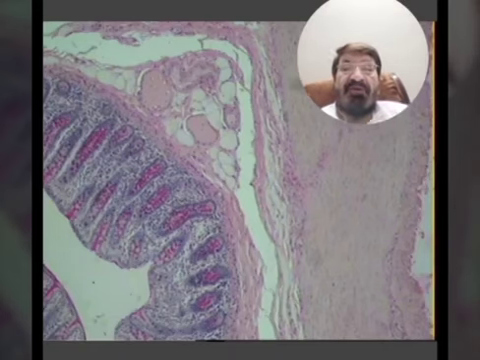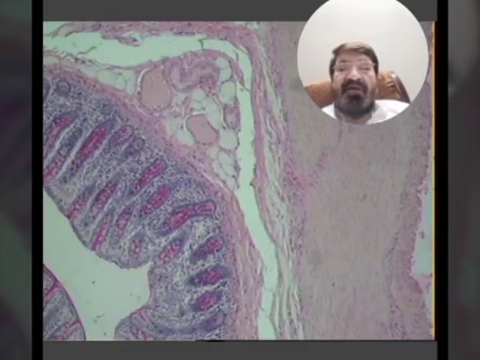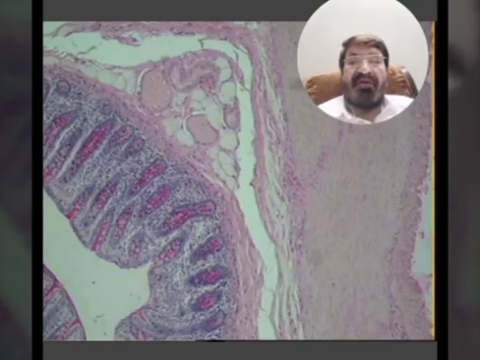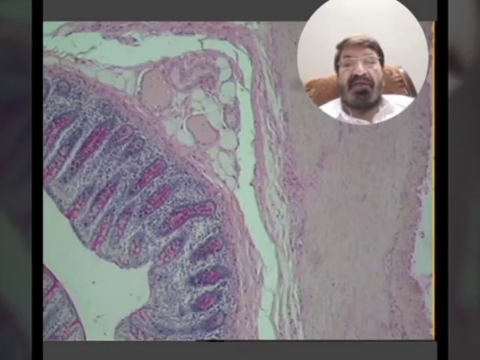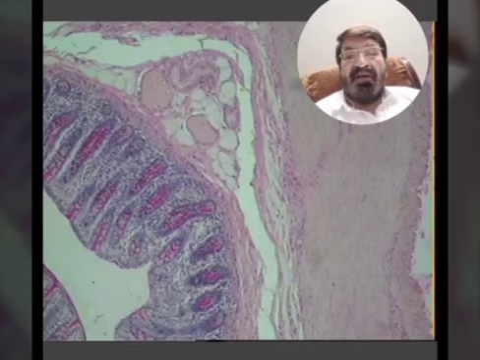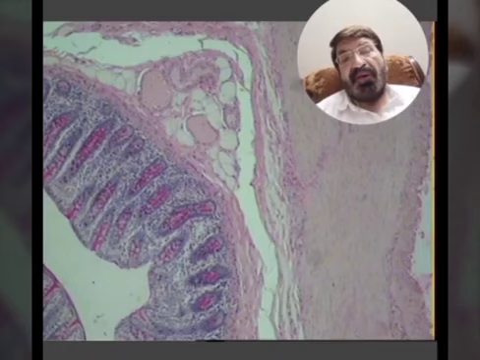You can see this is the lumen, and these are the intestinal glands, which are known as the crypts of Lieberkühn, but no villi are present. And this is the difference between the small intestine and the large intestine: the large intestine has no villi, but the epithelium is the same, simple columnar epithelium.